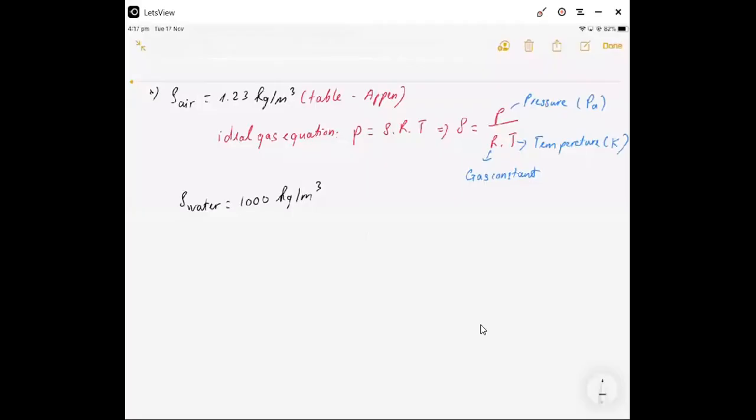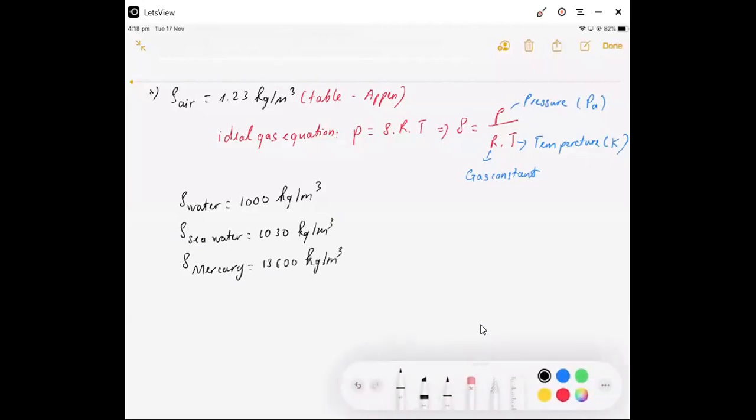Okay. Water is 1000, constant. Seawater is 1030 kilogram per meter cubed, constant, and the density of mercury is 13600 kilogram per meter cubed. All of them are from the table in the appendix.